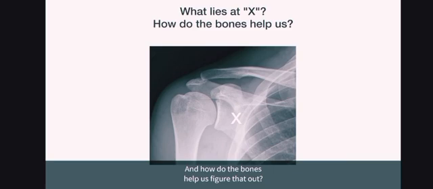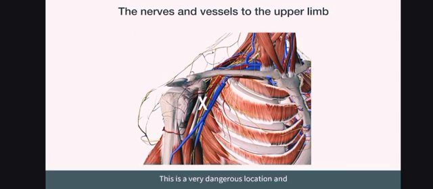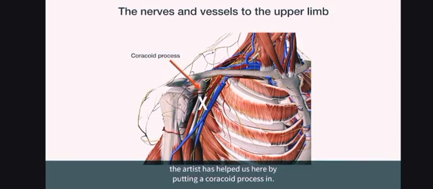There's a bone that we can identify, the coracoid process. And that helps us because X is right below, and we'll soon learn to use the word inferior to that coracoid process. And we see from the artist's depiction here that X overlies the arteries and veins that supply the upper limb. This is a very dangerous location, and the artist has helped us here by putting the coracoid process in. If you can learn to think about how the body's put together and use what you can see to help you understand what you cannot see, this will be a great advantage to you.